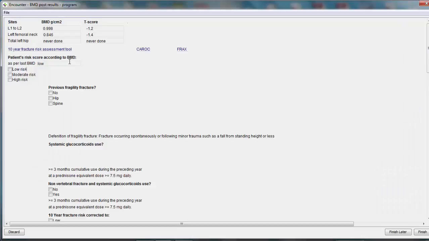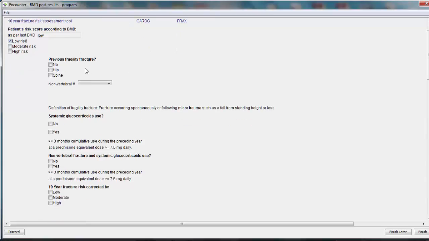So according to our bone density, it deemed that our patient was at low risk. And then we go through the questions. Whether she's had previous hip fracture would bring her to high risk. Spine fracture would bring her to high risk. Non-vertebral fracture, 1 would bring her moderate risk, and 2 would bring her at high risk.